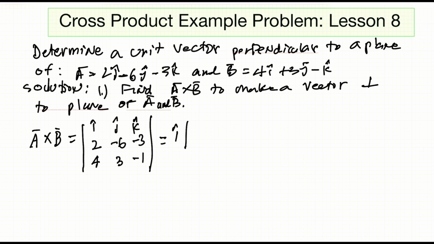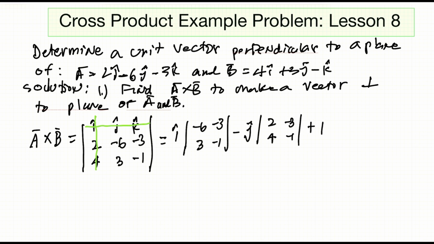Now we break that out. We get i times the 2 by 2 determinant. We cross out this row and this column. So what we're going to get is minus 6, minus 3, 3, and minus 1. Now we subtract off the second 2 by 2 determinant. Now we cross out the top row and the middle column. So we're going to get 2, minus 3, 4, minus 1, plus k times the third one. And here we're going to do the top row again. This time it's the last column. So that's going to be 2, minus 6, 4, 3.